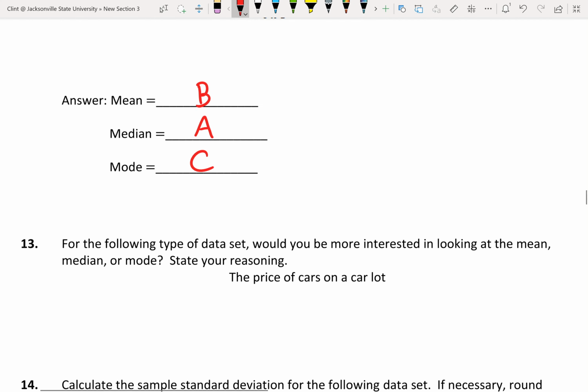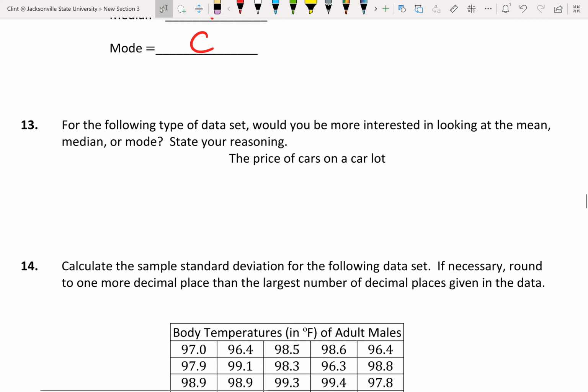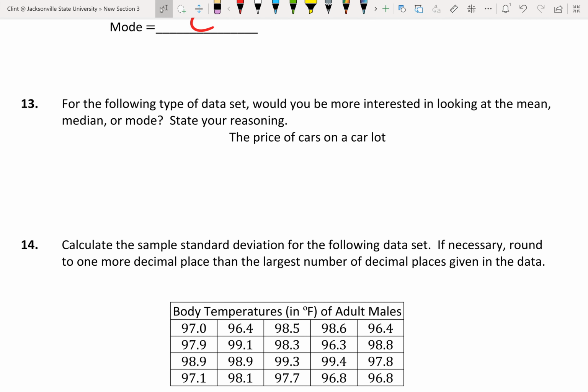Okay, number 13 is for the following type of data set. Would you be more interested in looking at the mean, median, or mode? State your reasoning. So we've got the price of cars on the car lot. So this would be quantitative data. Okay, so that's going to be part of my reasoning.